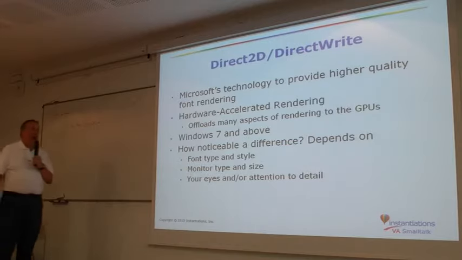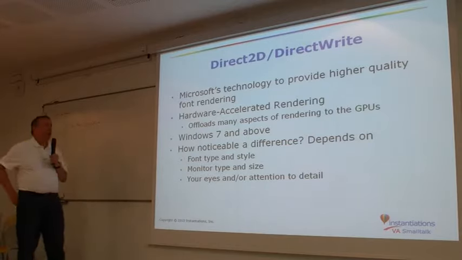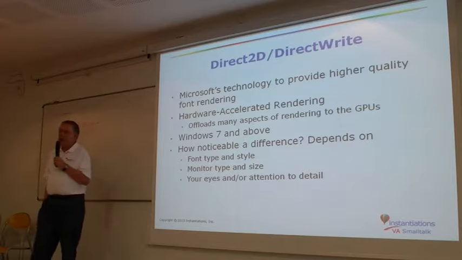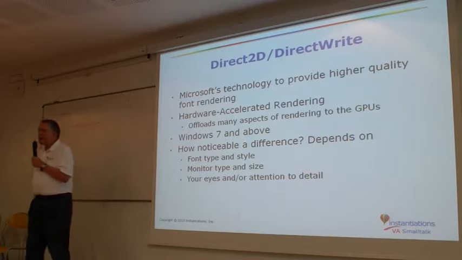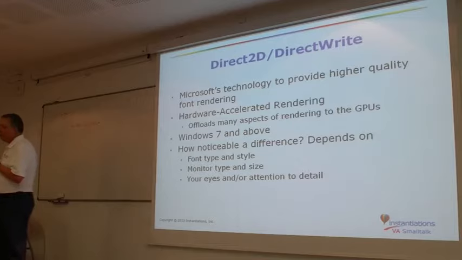One of the things that we got in terms of new technology was Direct2D Direct Write. Microsoft has a feature built into Windows, starting with Windows 7, that gives you hardware accelerated rendering by offloading some of the rendering activities into the graphic processor instead of running them in the main CPU. There is a difference. I mean, it's not there for nothing.